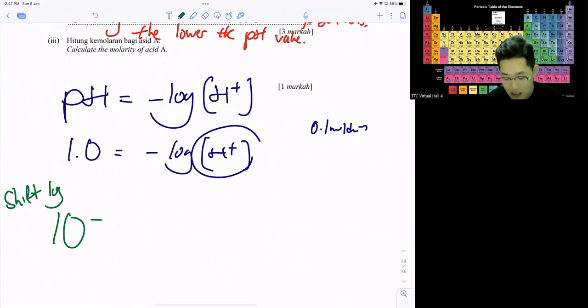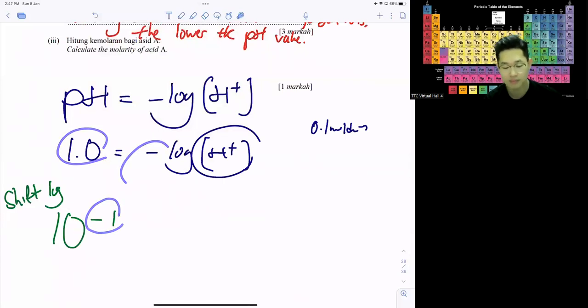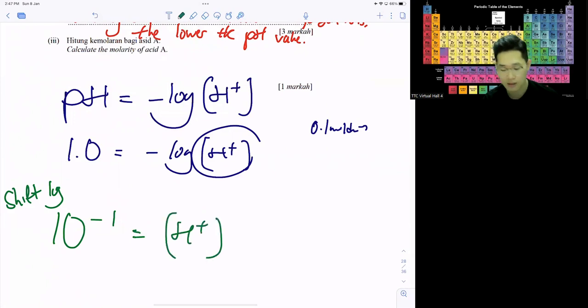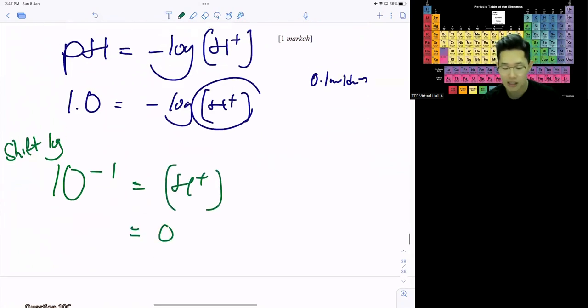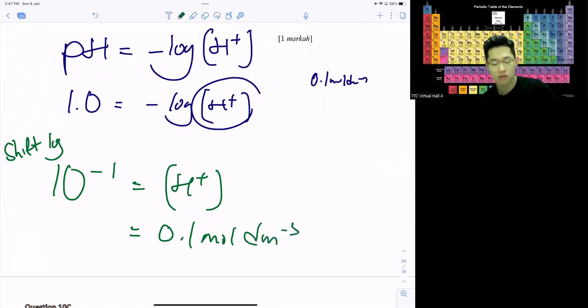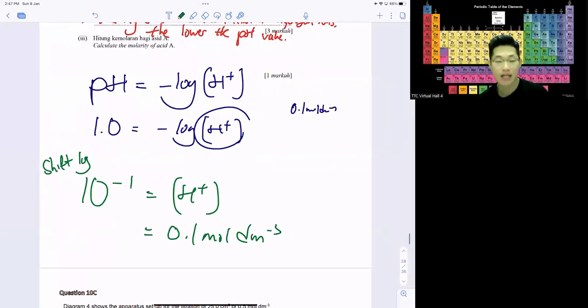And then minus 1. Minus 1 is equal to H plus. Then H plus is equal to 0.1 mole per dm cube. So shift log minus 1. Yeah, correct. Just like that.